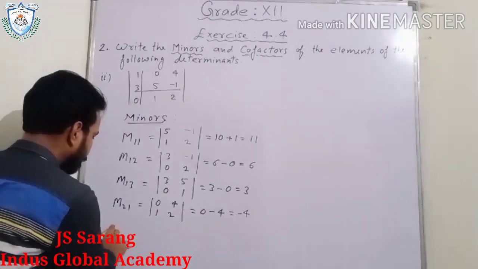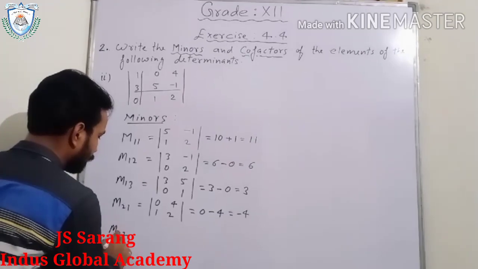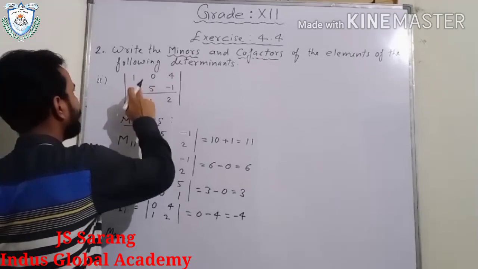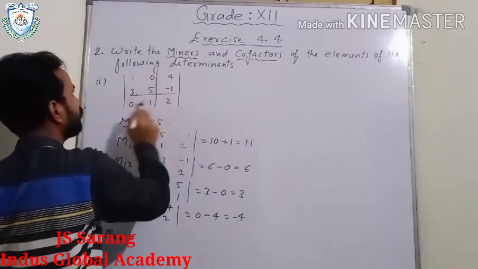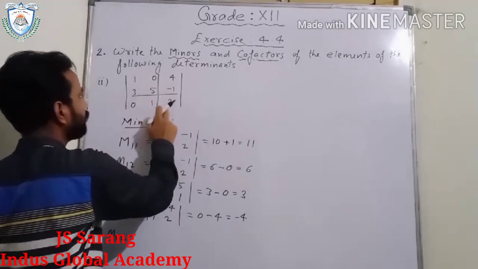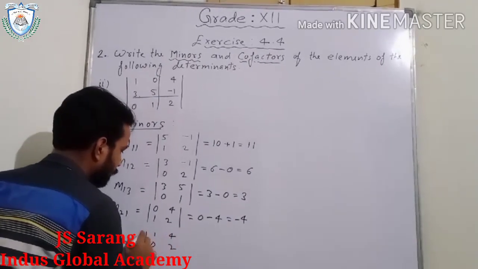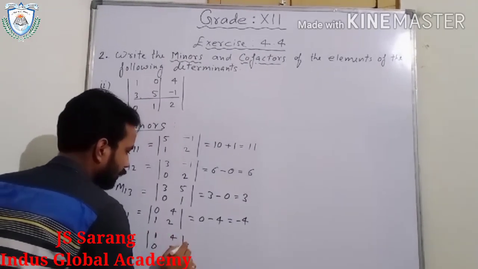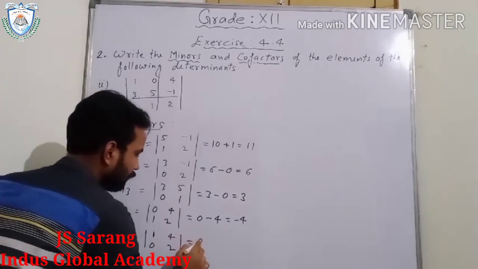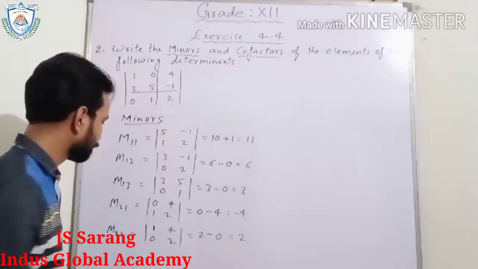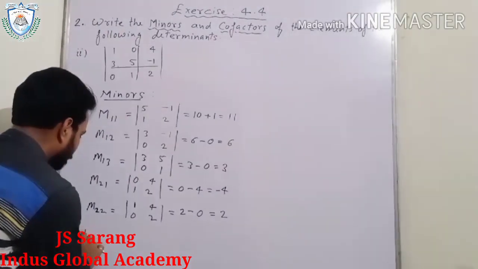Similarly, we have to find M22. M22 means second row and second column. So what is left? 1, 4, 0, 2. Solve it. 1 2s are 2. Minus 0 into 4, 0. So the result will be 2. Now M23.